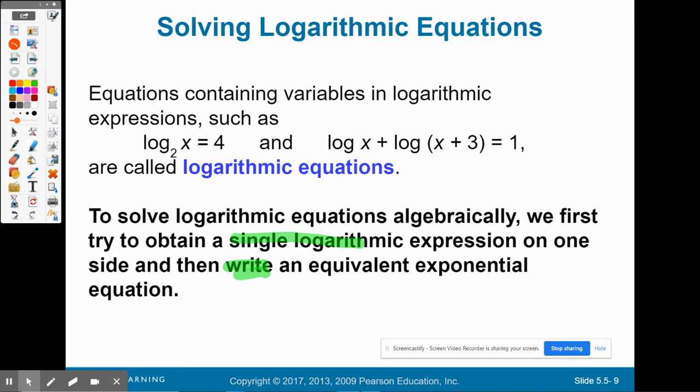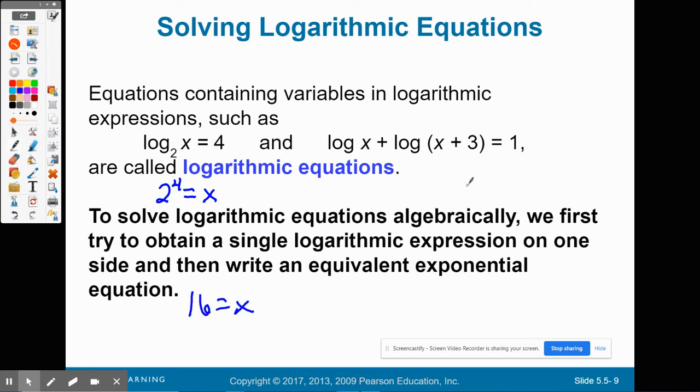So on this guy here, log base 2 of x equals 4. Well, how can I figure out what x is? Well, I have a single log. If you rewrite it, it would be 2 to the 4th equals x. And all of a sudden, you know what your answer is. Your answer is just 2 to the 4th, which is 16. So 16 will equal x.